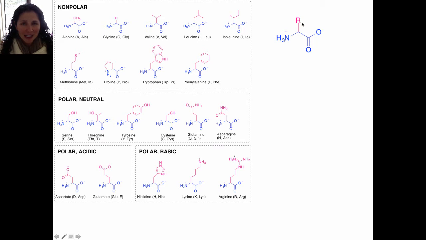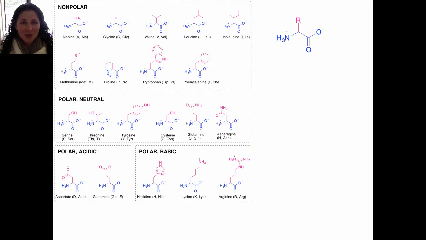R in chemistry is kind of like X in your math class. It means it's a variable group. So this R means these variable groups that are different on each amino acid. Notice that each of the amino acids has the same backbone group that I've highlighted here in blue. And they all have different side chains, which are highlighted in pink.